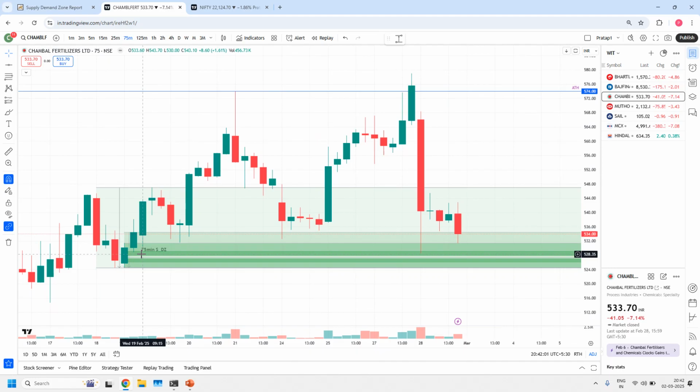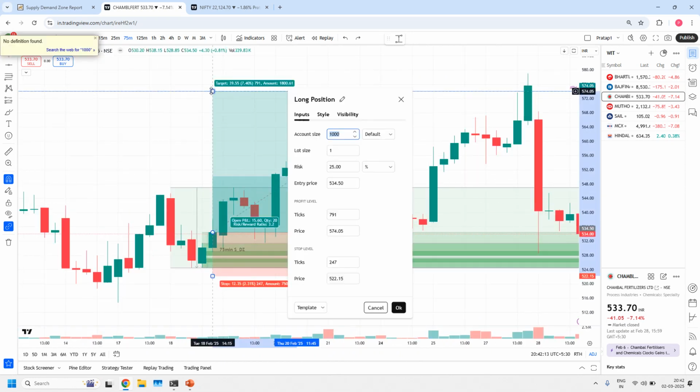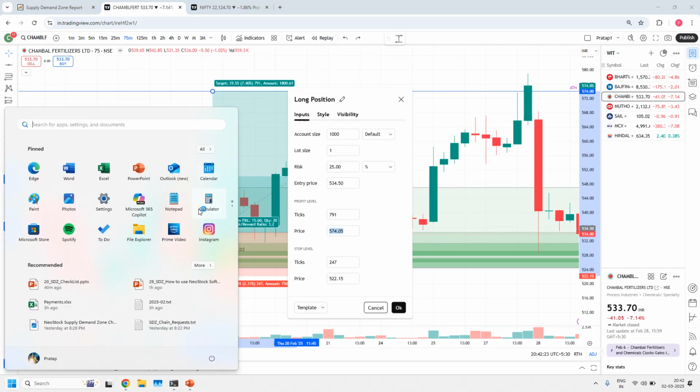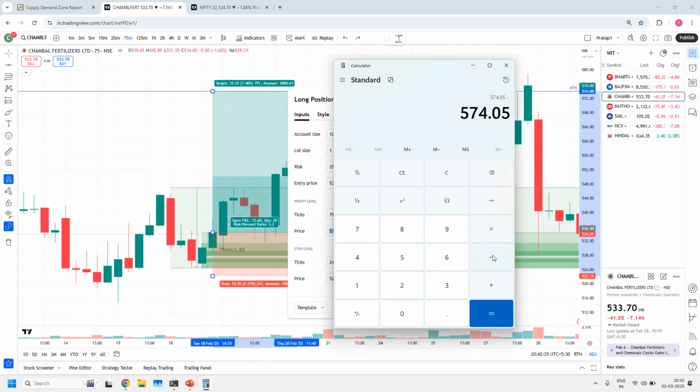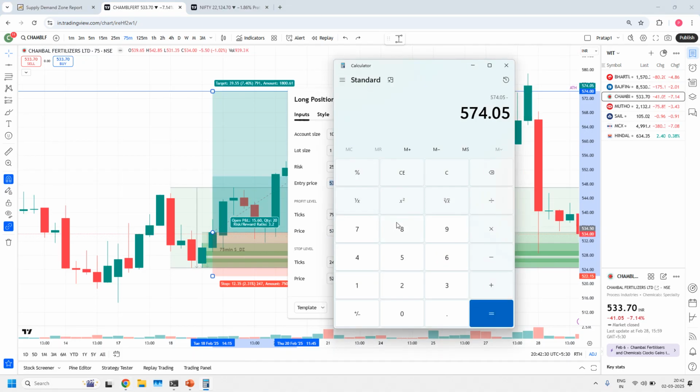Okay, for now we are checking the performance of this bullish trade setup. So your trade is executed here. How much profit would you have got? Your entry price is 534.50 and your exit price is 574.05. Let us deduct these values. Minus 534.50 entry price. You got 39.55 rupees profit on each stock.